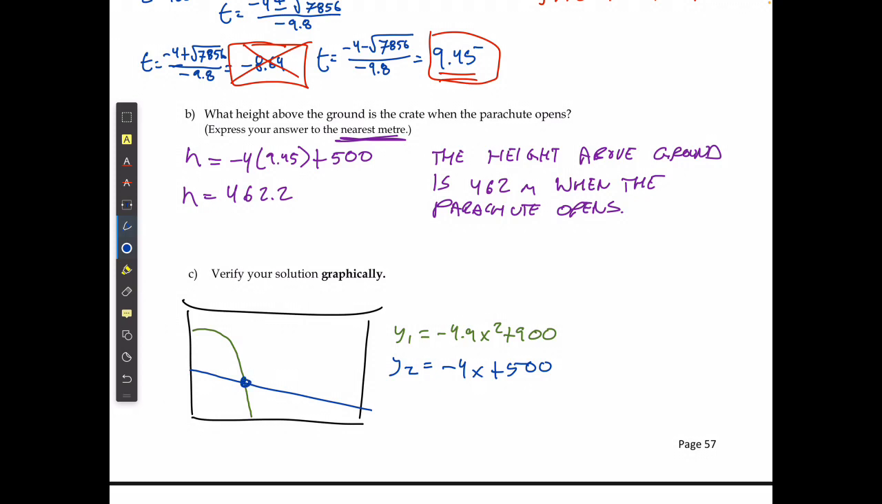And the point where they cross is 9.452 and 462.19. It's rounded differently, but it gives me the same solution as what I have.